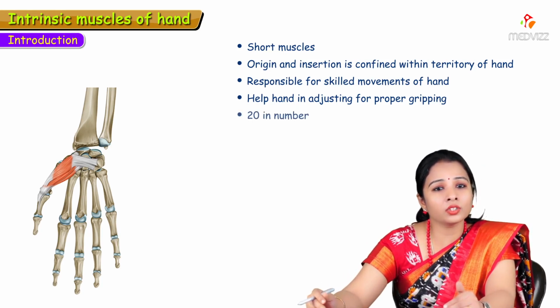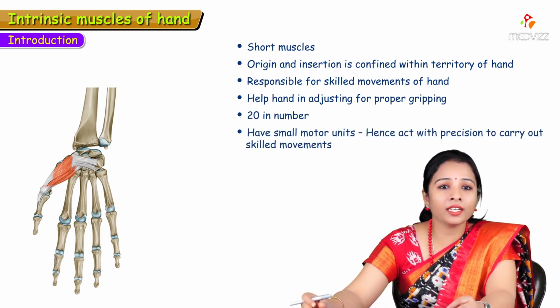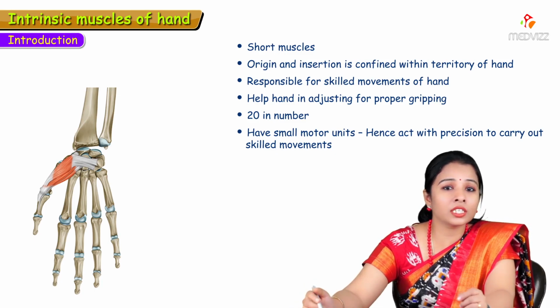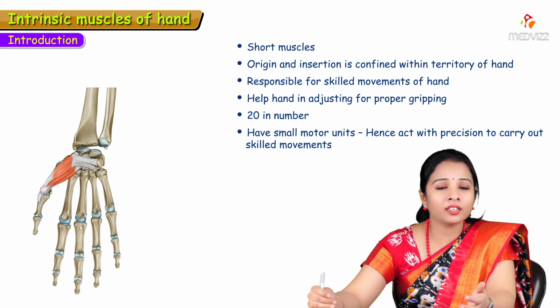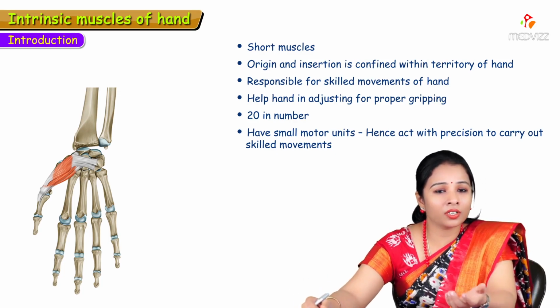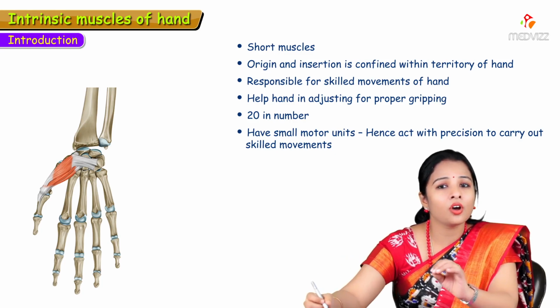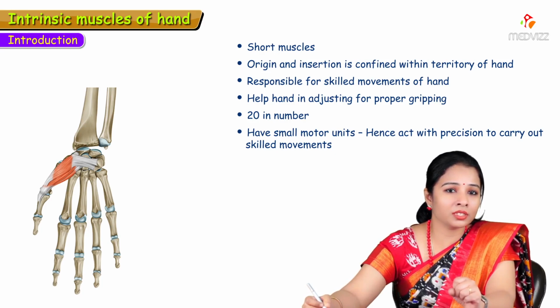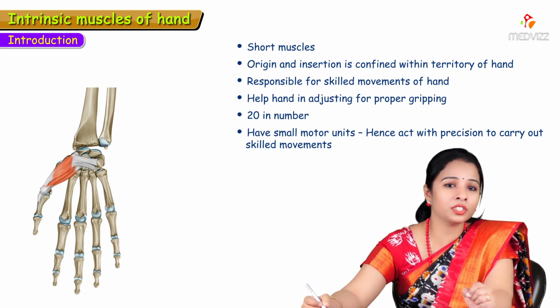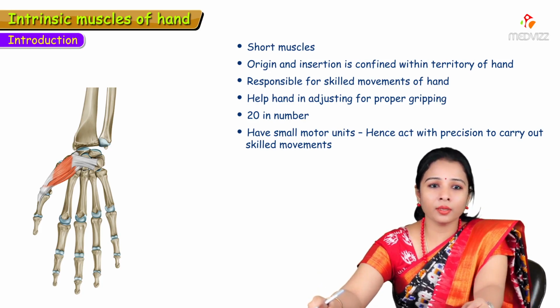There are 20 intrinsic muscles in the hand, and they all have small motor units. Hence they act with precision to carry out skilled movements, like we see musicians playing guitar. All these fine movements of the fingers, even writing skills, are because of these intrinsic muscles, because they have smaller motor units and they are represented in a larger motor area in the brain.